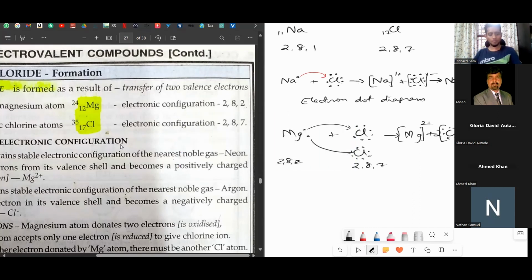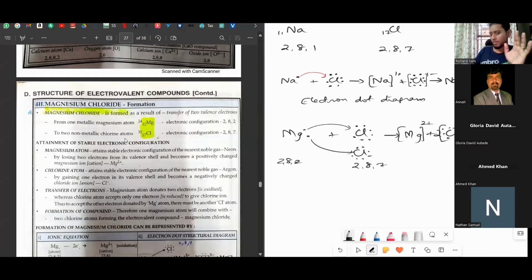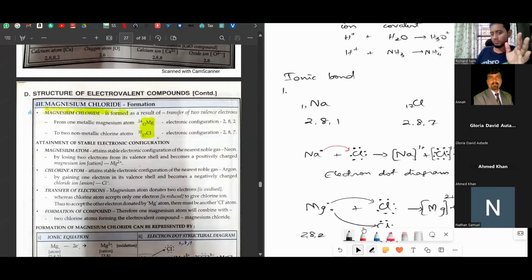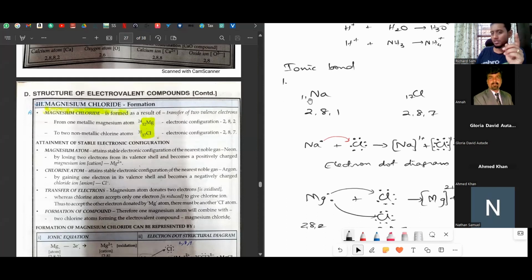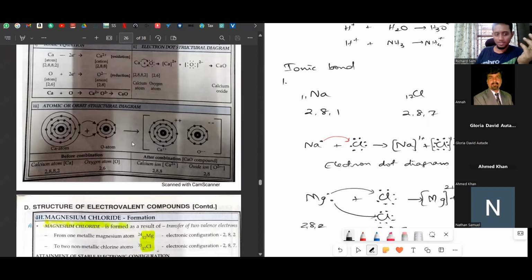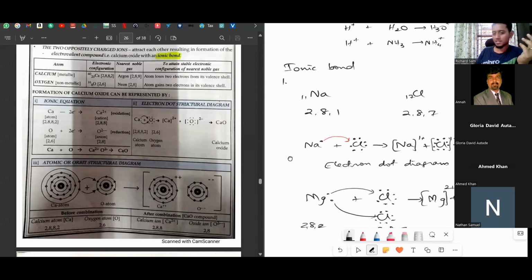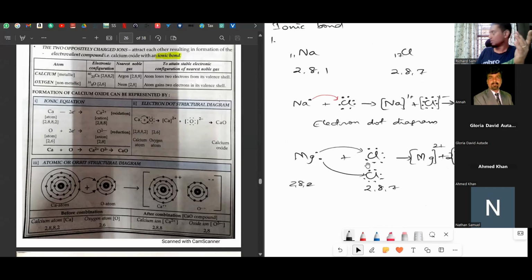Okay. So what are the 3 compounds we just saw? Ionic compounds. The first one is sodium chloride. The second one was, and we didn't draw this, but what was it? Calcium oxide. And the third one is magnesium chloride.